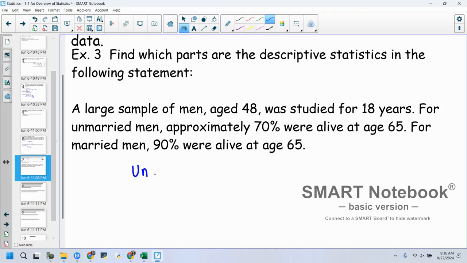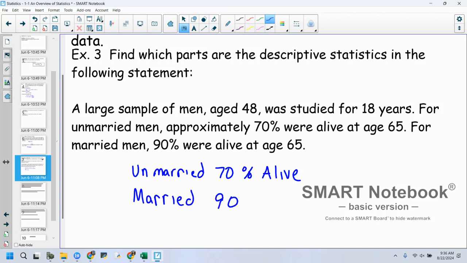Okay. Well, the descriptive pieces was that 70% of unmarried were alive at the age of 65. Married, 90, right? 90% alive at 65, right? We're just describing what's happening in the data, right? I didn't cause this to happen. We're just looking and seeing what happens.